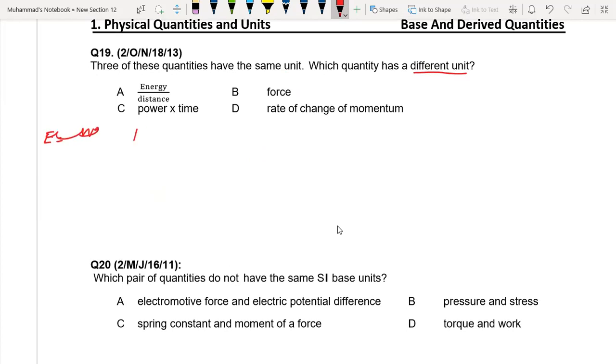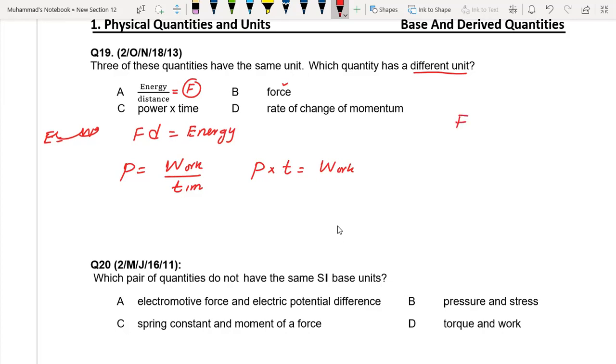Sorry, you know that force times distance is energy, and if you divide energy by distance, you will get force. So this is the unit of force, and force B is also in force, and power times time. You know that power is defined as work done per unit time, and if you multiply power times time, you will get work. Okay, so power into time will give you the unit of energy, and rate of change of momentum.